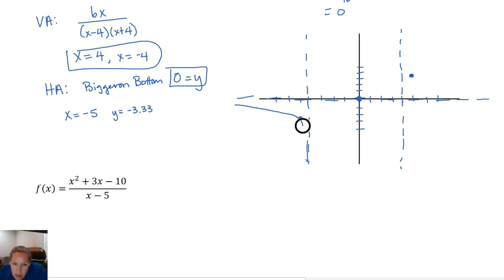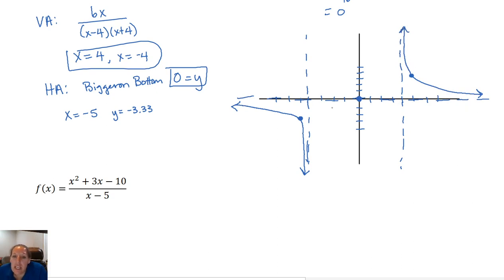It's going to go through that point, and then as it gets closer to x equal -4, it's going to go down, and as it gets closer to negative infinity, it's going to level off just below that x-axis, and then we'll get that mirror image happening on the top right.